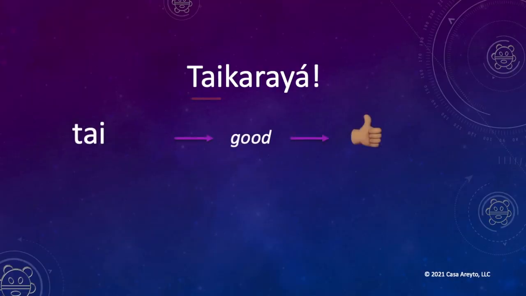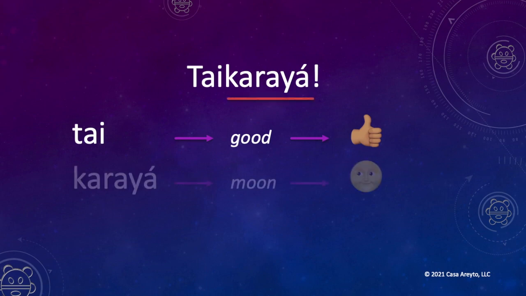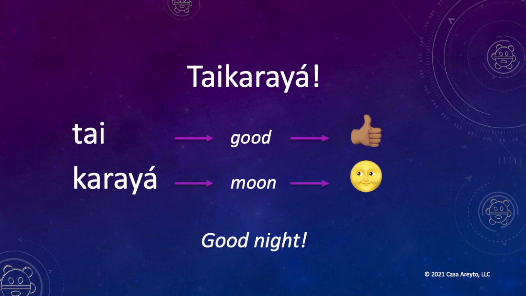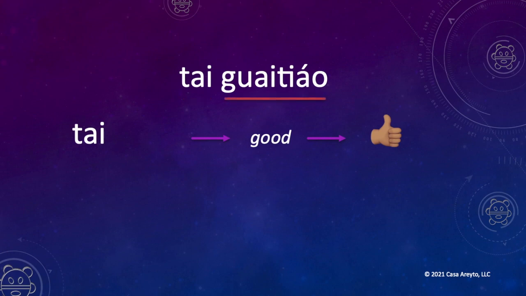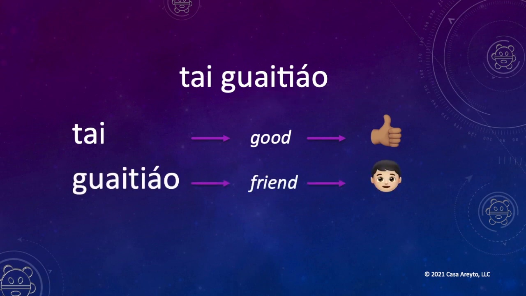Let's take a look at the second one. Tai Karaya. We established that Tai means good, and Karaya means moon. You also learned that while we were going through the alphabet. Put them together, Tai Karaya means, literally speaking, good moon. And when does the moon come out? At night. So you're saying good night. Let's take a look at the last one. Tai Guai Tiao. Tai, we already know, means good. And Guai Tiao is a new word for you. It means friend. So Tai Guai Tiao means good friend.